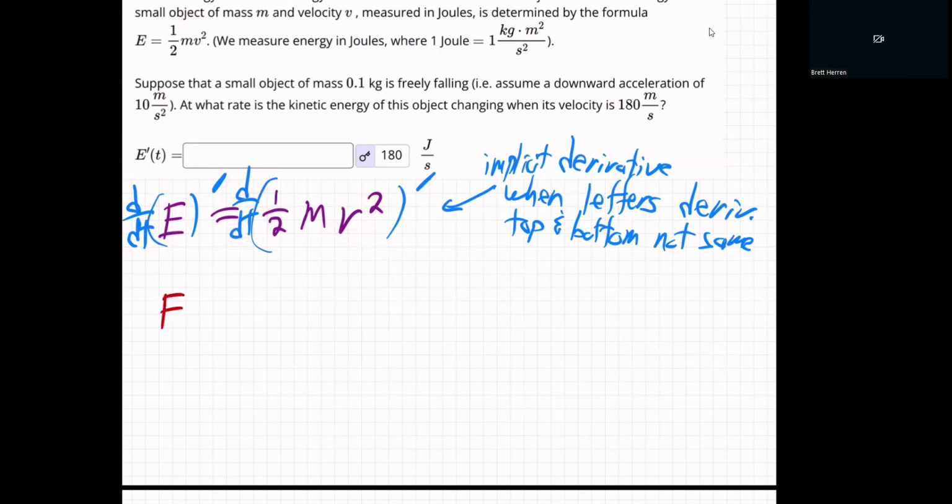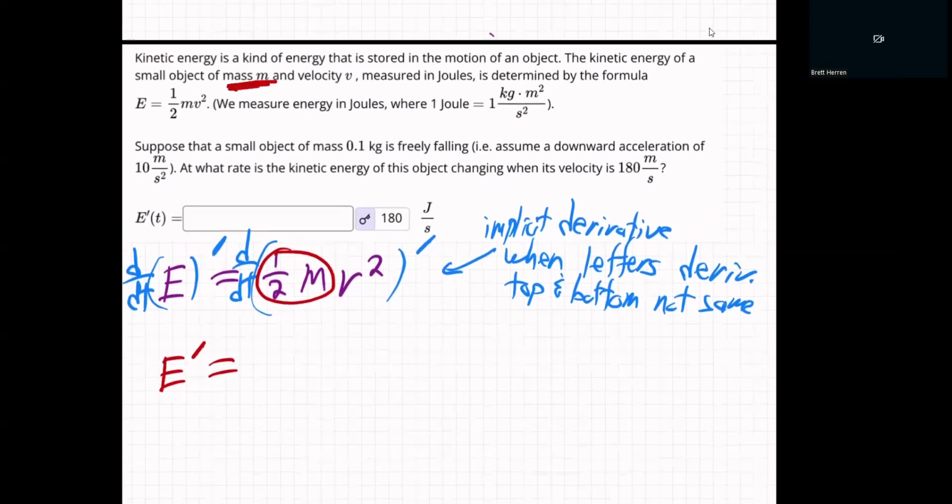So what do we got? E prime equals. Now, do you realize that 1/2 and m are just fixed numbers? You might think, I got the half, but what about the m? Why is the m fixed? Well, what is m? It's the mass of the object. That doesn't change. The object's not getting heavier or lighter. They're going to tell us what it is in a minute. Oh, here it is, 0.1. It's not changing. So the 1/2 and m are just a constant number multiplying in the front.